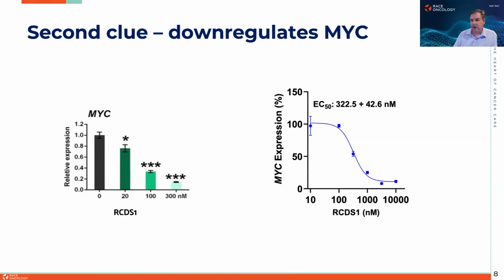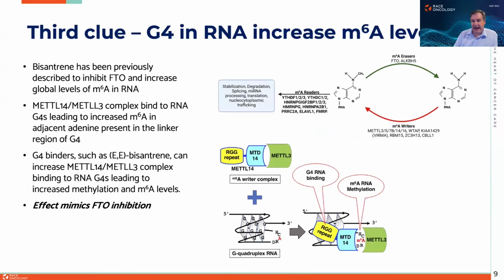And this is an interesting question because MYC is such a key drug target, and people talk a lot more about this. And it's been a real target for many, many years for the pharmaceutical industry without much success. And then the third clue, this was the last sort of clue, we've been really struggling to try and explain how does bisantrene regulate the M6A system. We knew that it increases the level of M6A in RNA.